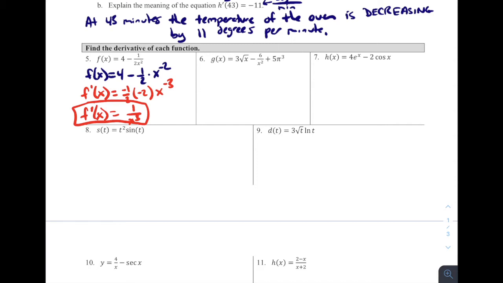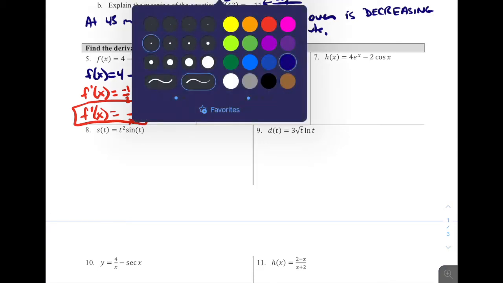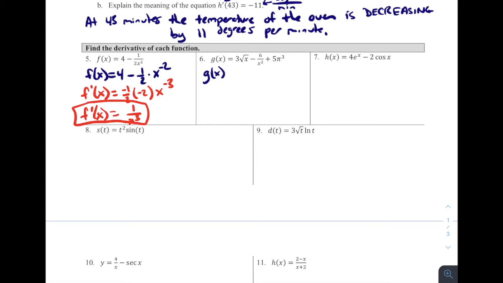Number 6, we've got 3 square root of x, we've got a negative 6 divided by x squared, and we've got 5 pi to the third power. Again, similarly, I want to rewrite this first. Actually, I'll be consistent with my colors. So I want to rewrite this first. So g of x, it's the same equation, I haven't taken a derivative yet. This is 3x to the 1/2 power. We know that square roots are functions that are being raised to the 1/2 power. And then this is minus 6x to the negative 2 power plus 5 pi to the third.